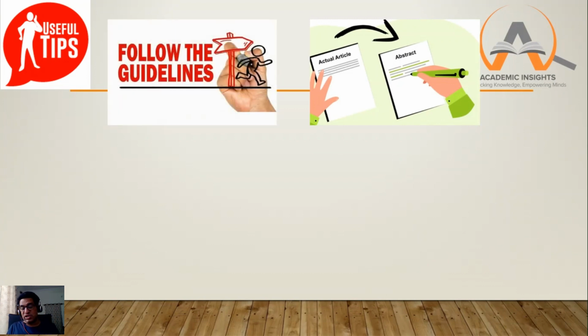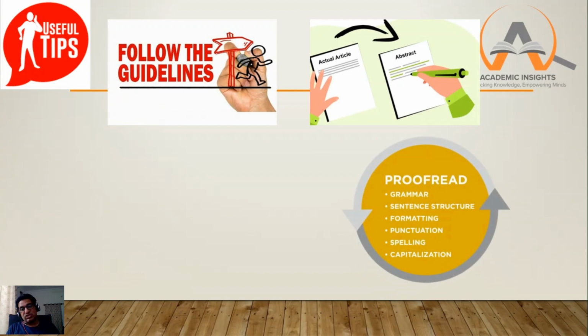And another thing, I have told you that you need to follow the journal's guidelines. This is very important. We never write in our own way. We always see what the journal demands and requires, whether it requires a structured abstract or an unstructured abstract.